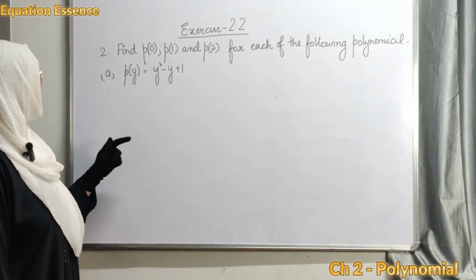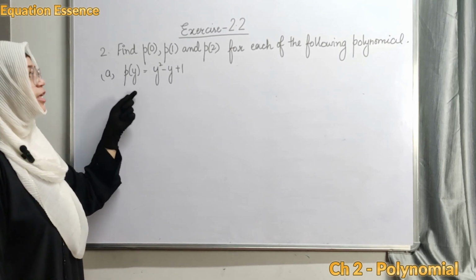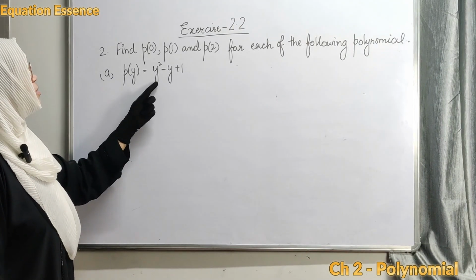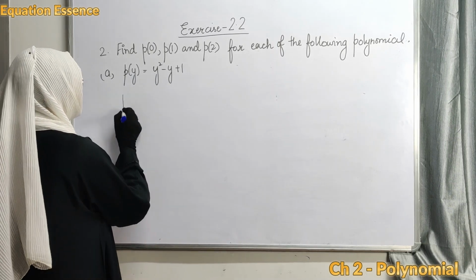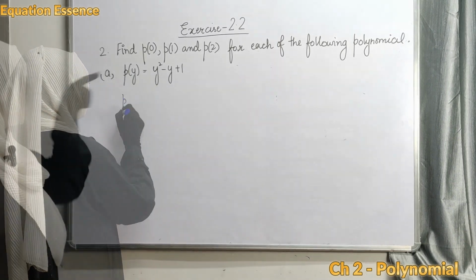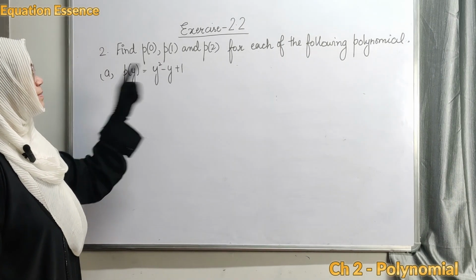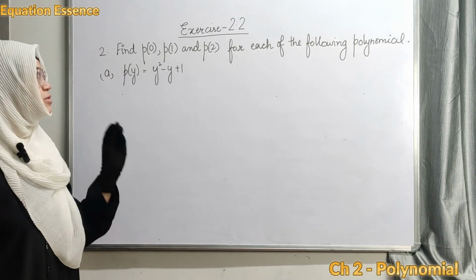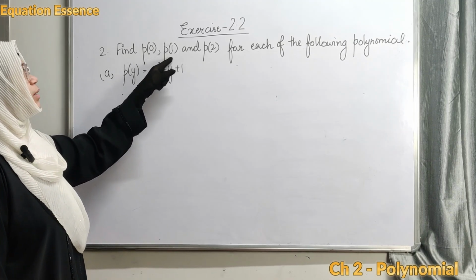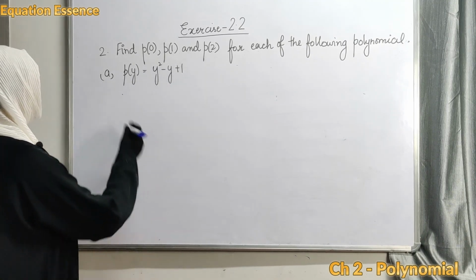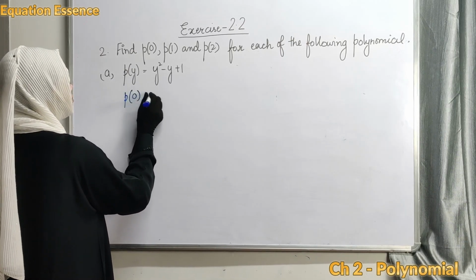What is question number A? P(y). Here the polynomial has a variable y: P(y) equals y square minus y plus 1. Let's start the A part. We have to find three values of this polynomial at y equals to 0, at y equals to 1, at y equals to 2. Let's start P(0).